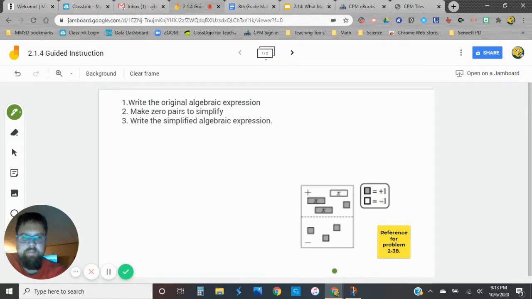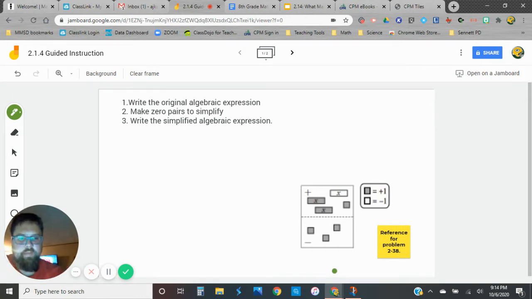There's really three steps to doing this. 1, 2, 3, you see there. 1 is write the original algebraic expression. 2 is make zero pairs to simplify. And 3 is write the simplified algebraic expression. All right, so step 1's pretty straightforward.